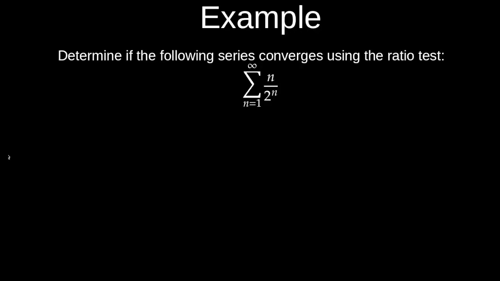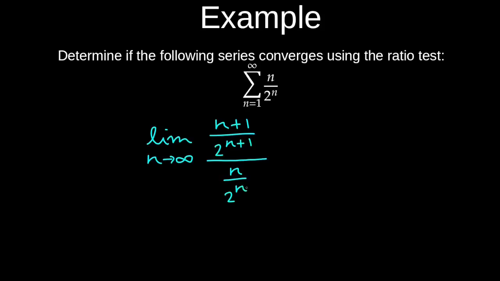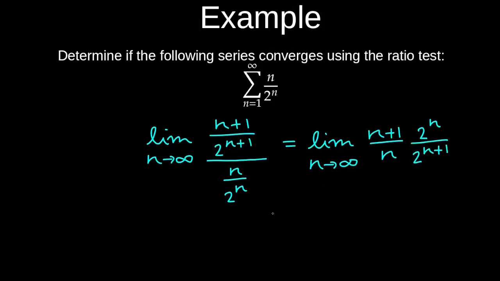Let's use the ratio test to determine if this series converges. So we take the limit as n goes to infinity of the ratio of the next term in the series to the current term in the series. And doing a bit of algebra, we can write this as follows. And the second term is 1/2, so we can write the limit as follows. And therefore the limit evaluates to 1, so we obtain 1/2.